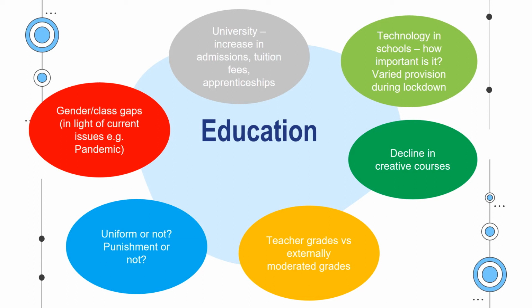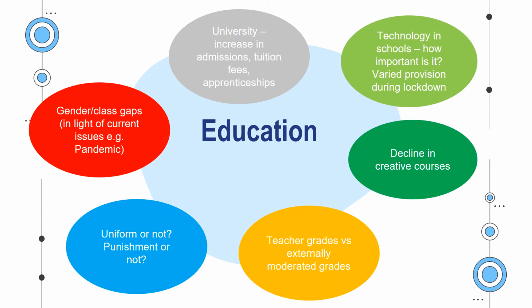There's also the ongoing debate about tuition fees. Should they be free? Should they still be paid for? Should they be as much as they are? And then we had a more recent issue, teachers' grades versus externally moderated grades. I could see an essay question that asks, should we replace external grades with teacher grades? Could be arguments for and against. As a teacher, I think I'd rather stick with externally moderated grades personally. But I could probably argue against that as well.